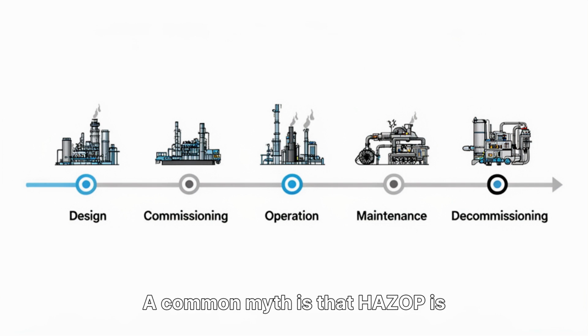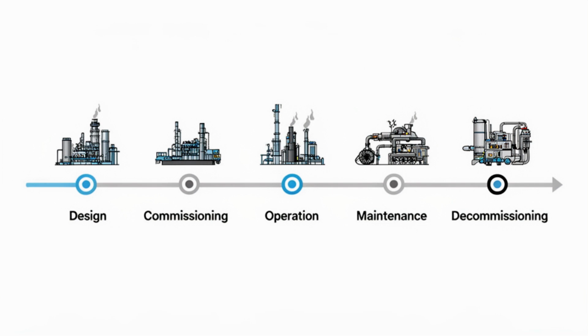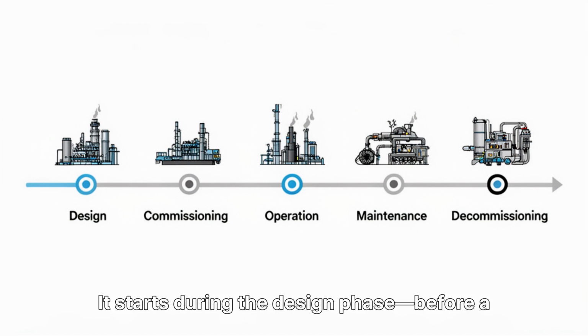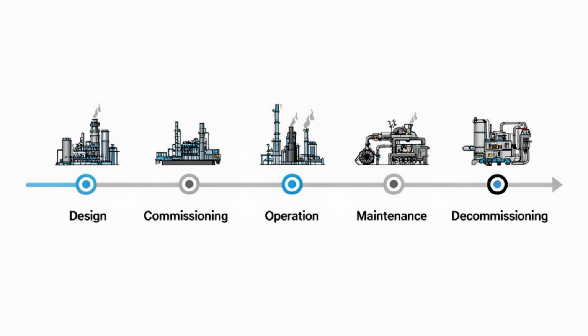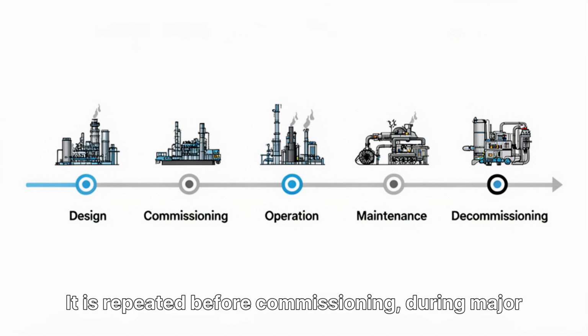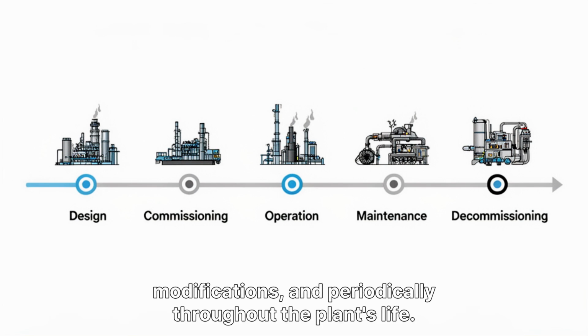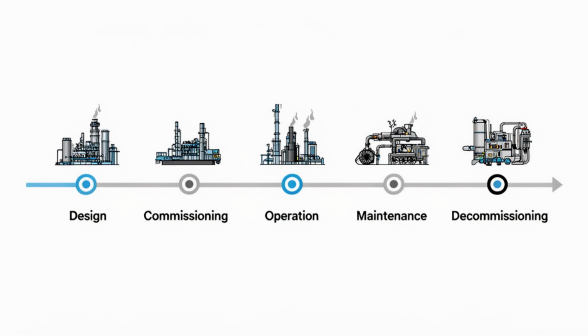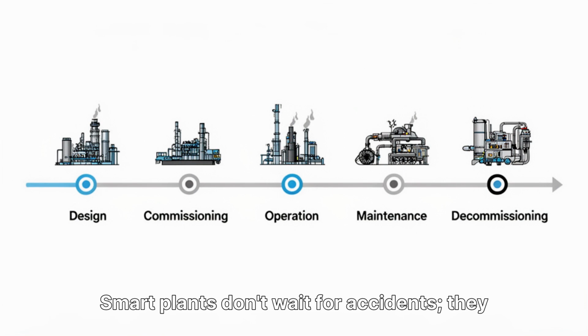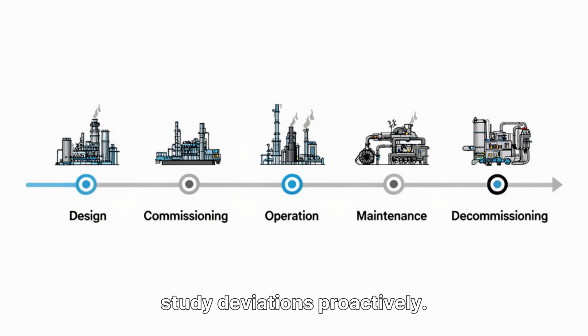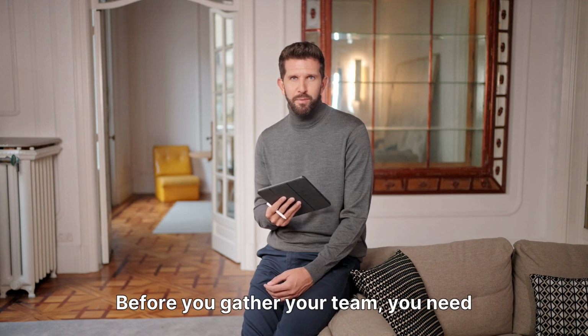A common myth is that HAZOP is a one-time check. It is not. It is a life cycle activity. It starts during the design phase, before a single pipe is laid. It is repeated before commissioning, during major modifications, and periodically throughout the plant's life. Smart plants don't wait for accidents. They study deviations proactively. Before you gather your team, you need data.